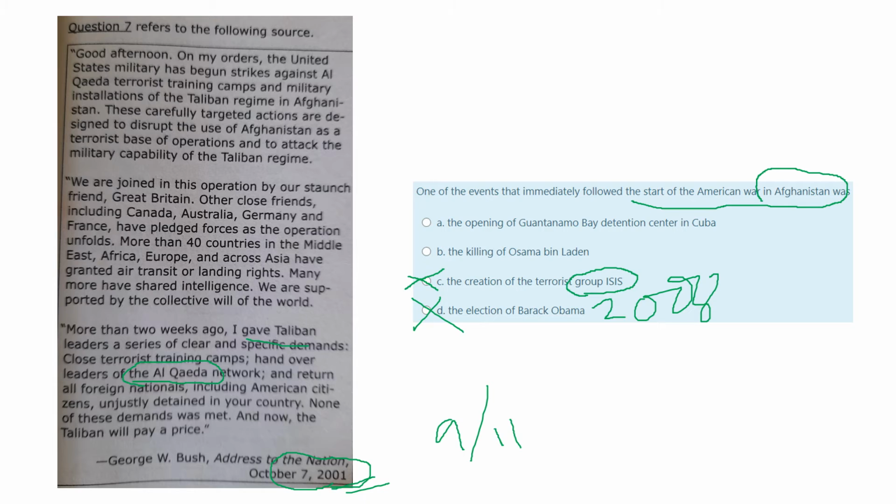The Americans did all these things to the people they captured in Afghanistan and in Iraq, and they did this in a place called Guantanamo Bay, which was opened just after the beginning of the war in Afghanistan. So this is the best answer. Osama bin Laden was killed much later during President Obama's time in office.